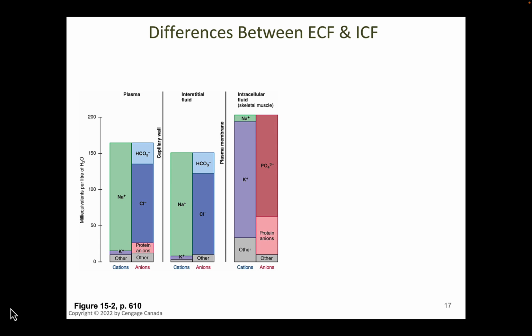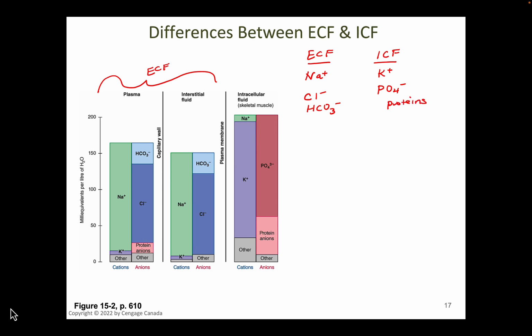Now, if we compare our extracellular fluid with our intracellular fluid, we can start to see some pretty stark differences. In the extracellular fluid, we have a lot more sodium as the main positive ion, whereas inside of cells, we have a lot more potassium. The main anions, or negative electrolytes, outside of cells are chloride and bicarbonate, and inside of our cells, we have phosphate and some proteins. So clearly much bigger differences here.